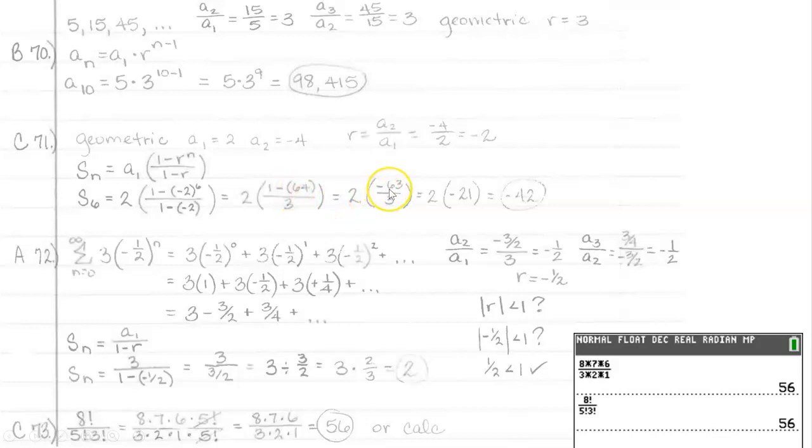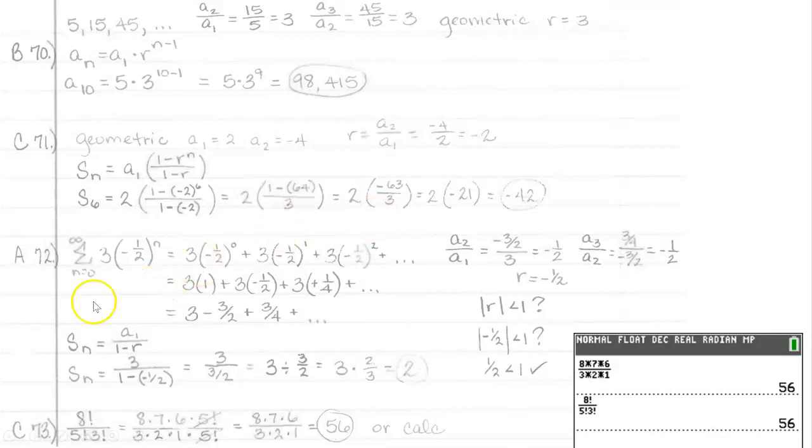1 minus 64 would be negative 63. And then down here in the bottom, 1 minus a negative 2 would be 1 plus 2, or 3. So that would give us 2 times negative 21, or negative 42. You can throw that whole thing in your calculator, but you have to be really careful how you type it in. If you leave out a parenthesis, you're going to get the wrong answer.